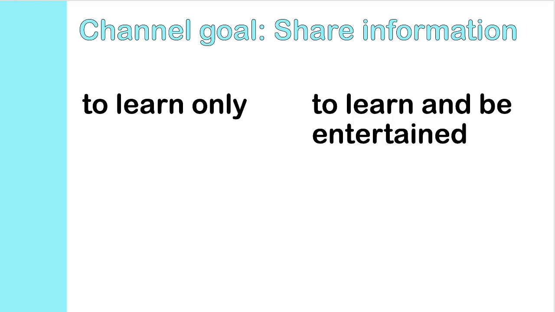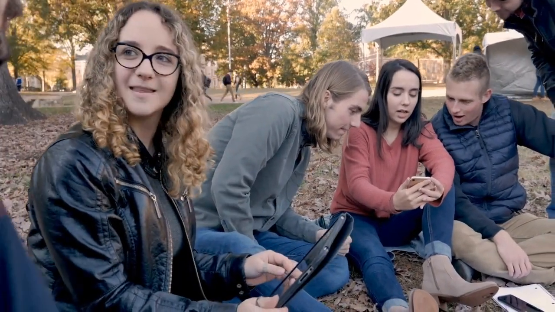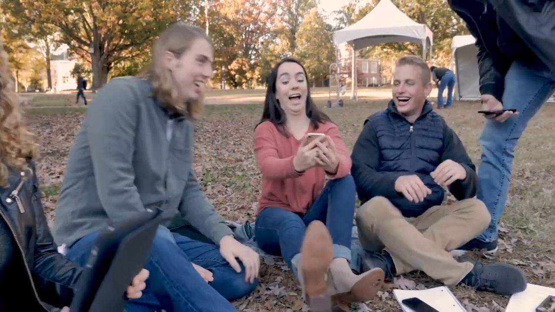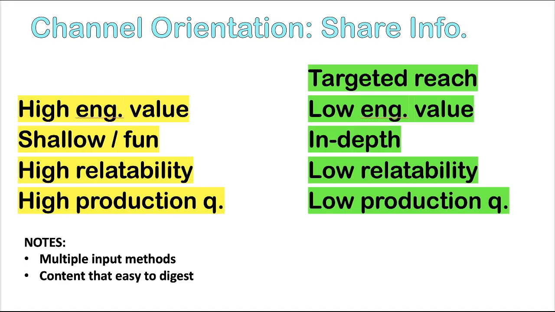The second type of goal is to share information. We can subdivide these channels into two groups. Some channels are designed to attract viewers who are only there to learn certain information. And on the other hand, we have channels where viewers come not only to learn, but also to be a little bit entertained. I found out that in general, the younger the audience is, the more likely they're going to want to be entertained. Again, let's look at our channel orientation factors, but this time we're going to focus on channels that are designed to share information. You're going to want to create a channel that has a clearly defined target.